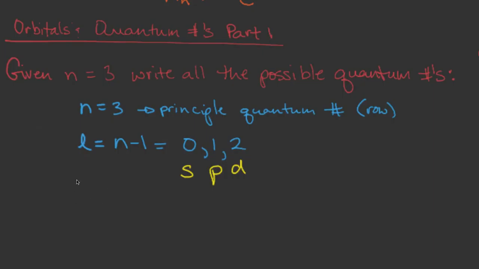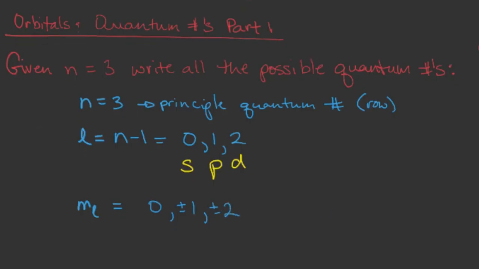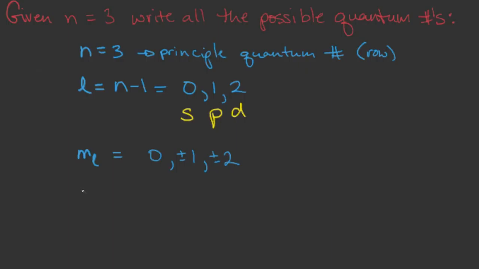And then M sub L, the magnetic quantum number, has to do with orientations in space, if you remember. And M sub L can be the plus or minus of any of those values. So it can either be 0, plus or minus 1, plus or minus 2. Okay? And then M sub S has to be either plus or minus 1/2. So let's see it in action.